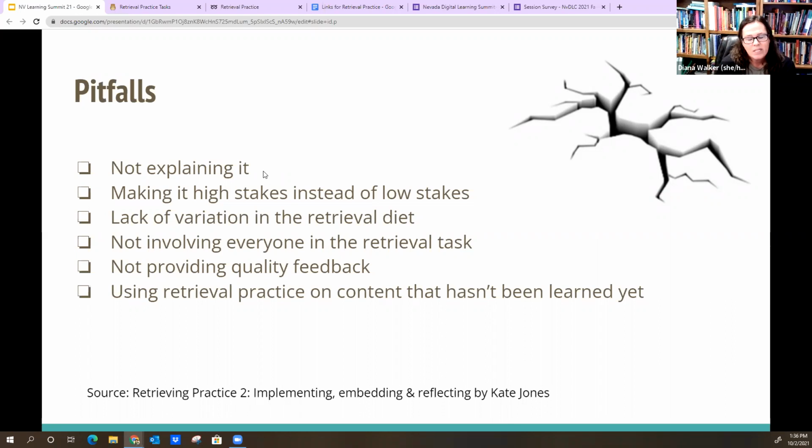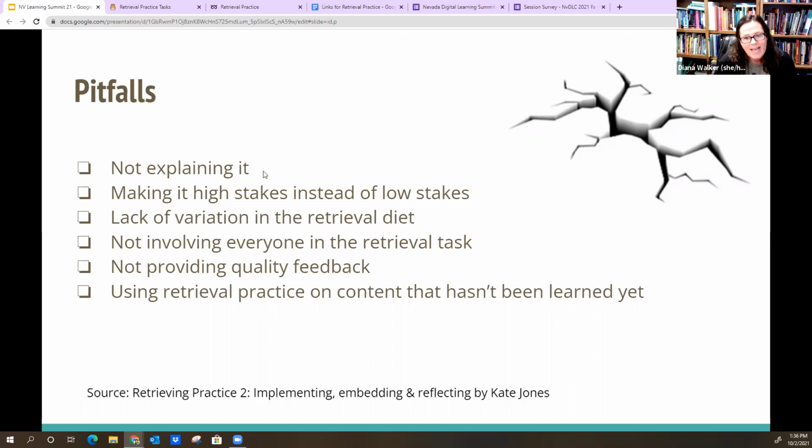There is a recommendation that in time you use different things. So use a placemat and a low stakes test and maybe a grid, right? So that there's a little variety in how they're doing it. Setting up retrieval practice so not everyone is forced to be involved. We want everyone involved in the retrieval task.